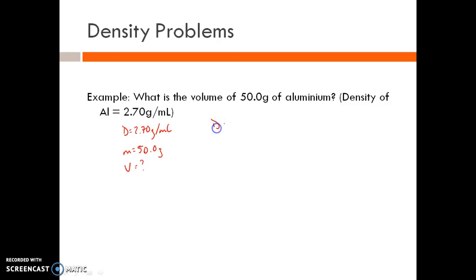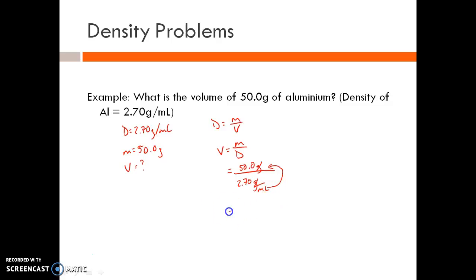My next step is to write out my equation. D equals M over V. And I'm going to manipulate my equation. V is going to come over to this side. D is going to come down below, so I have mass over density. When I plug and chug, I've got 50.0 grams over 2.70 grams over milliliters. Grams is going to cancel out. My milliliters, since it's the denominator of a denominator, is going to be able to move up to the numerator.